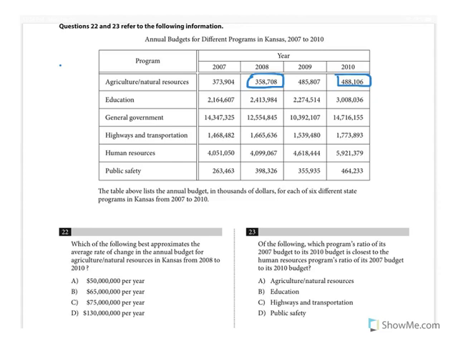So we want this slope here, and that is going to be 488,106 minus 358,708, and that's from 2008 to 2010, so for 2 years. Now, let's look at something real quick right here. We could use our calculator, but I'm not going to. We can look at some estimations. 488 minus 358, that is about 130.